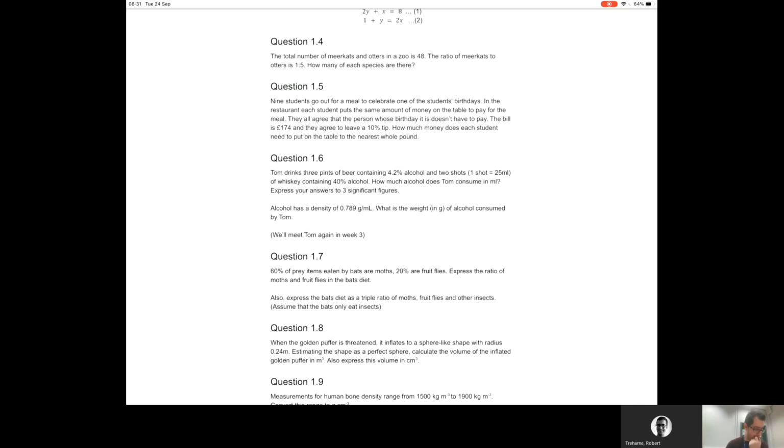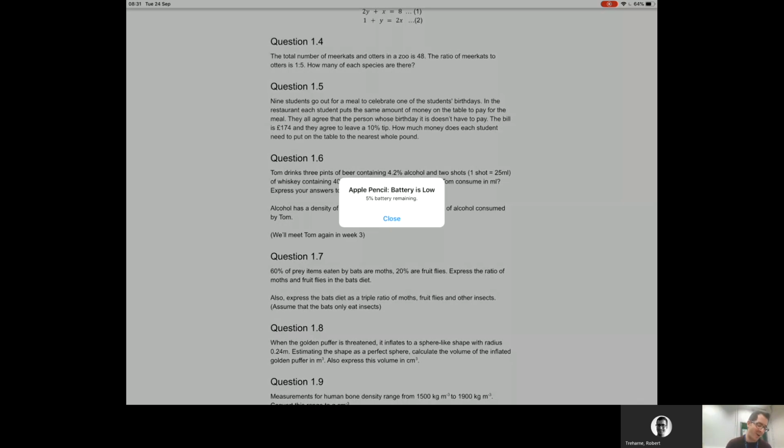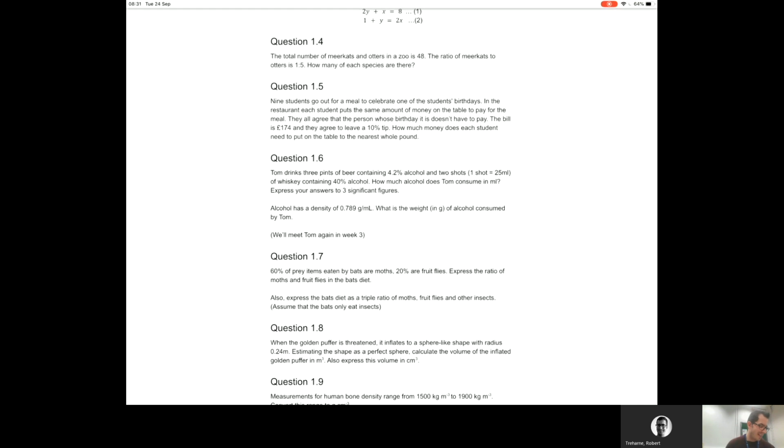So I'm going to read the question. 9 students go out for a meal to celebrate one of the students' birthdays. In the restaurant, each student puts the same amount of money on the table to pay for the meal. They all agree that the person whose birthday it is doesn't have to pay. The bill is £174, and they all agree to leave a 10% tip. Oh, it's heating up now, right? How much money does each student need to put on the table to the nearest whole pound?